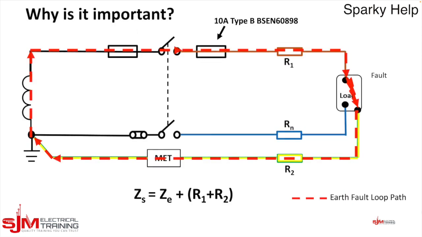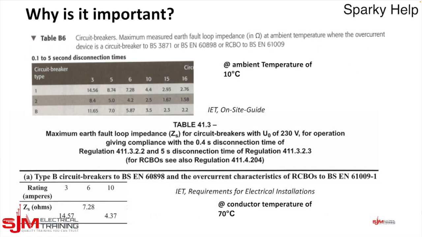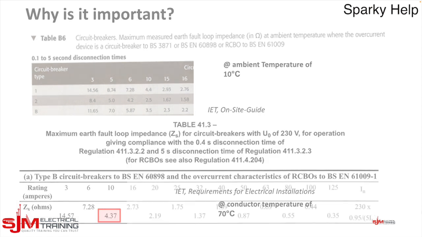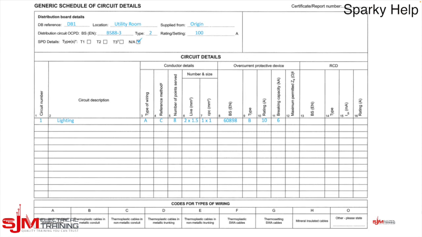So let's put a device in now, the 10 amp, type B, circuit breaker, and the current therefore would flow. Therefore the maximum ZS that we would take, if we took literally what it asked for, which is from BS 7671, would be the 4.37 ohms. And we put that in on the test sheet under column 12. Therefore, this is the maximum that protective device is allowed to have.